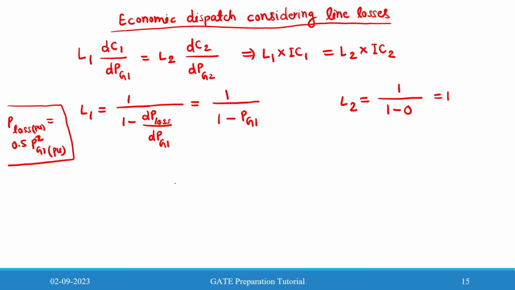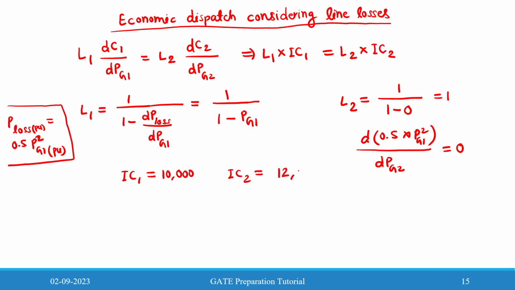Now simply you need to put all this in the first expression. Sir, why is it 0, sir? Because here, if you differentiate 0.5 into Pg1 square with respect to Pg2, there is no Pg2 term, so it will be 0. Okay, sir. Understood? Got it. So IC1 and IC2 are also given: IC1 is 10,000, and IC2 is 12,500. So put all these values in this expression.